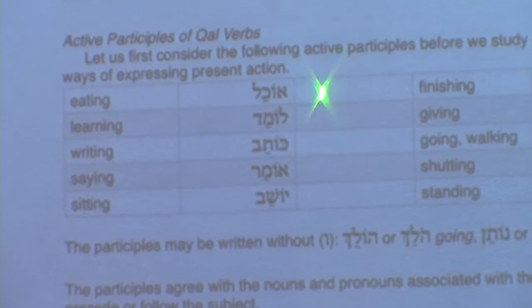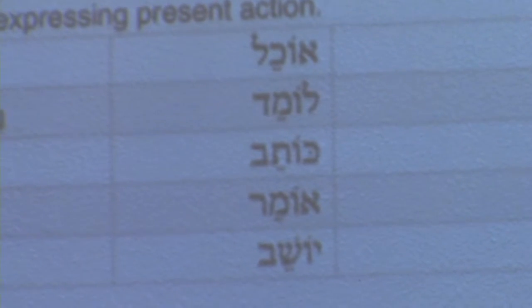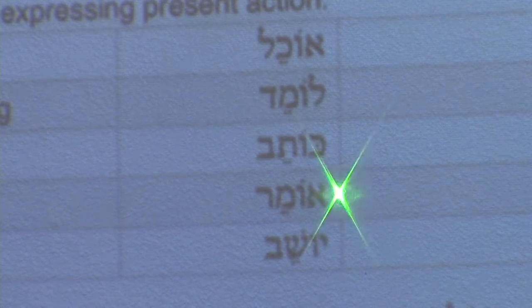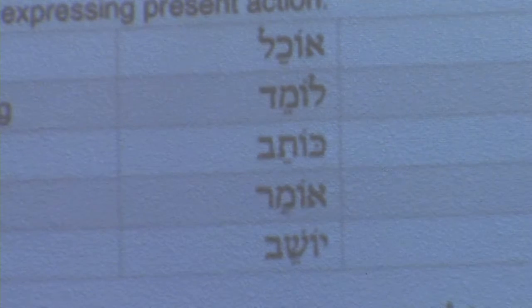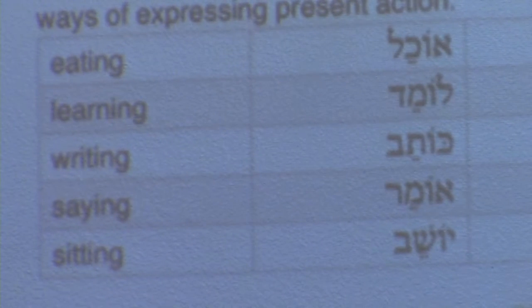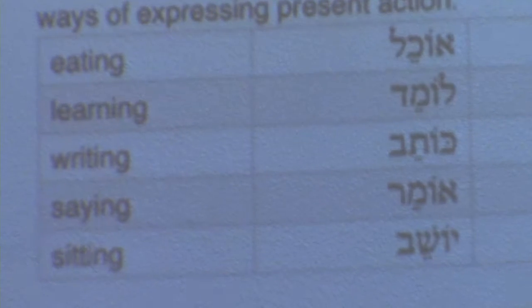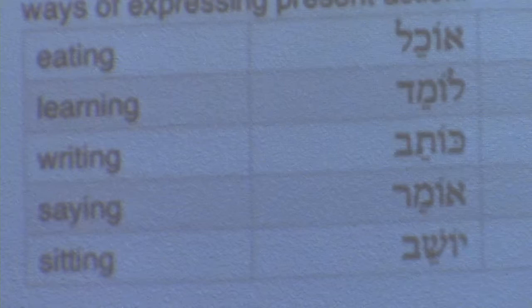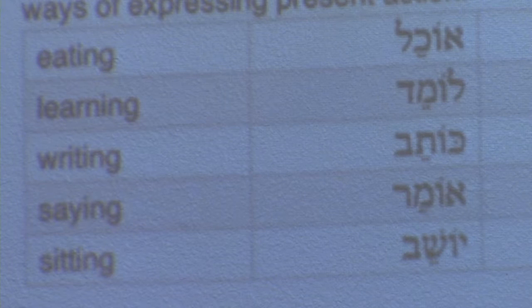So let's look at it, and I'm going to say them for you. Ochel, ochel, ochel, eating. Lomed, lomed. All of these are seres. You probably can't see them, I can't see them, I just know they're all seres. Lomed, lomed, learning. Ani lomed. I'm learning. Ani lomed ivrit. I'm learning Hebrew.